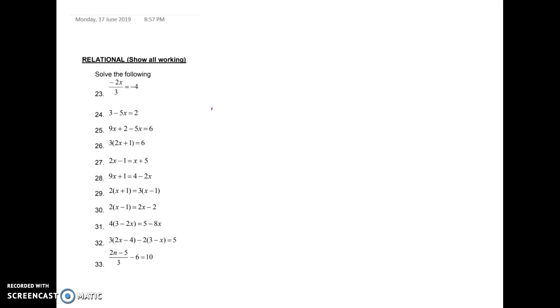All of them are not in context problems, so we're just practicing pure algebra skills without babysitters or plumbers or electricians or anything real life like that. So it's a bit boring, but let's see how we go. So we'll start with number 23. And we've got negative 2x divided by 3 is equal to negative 4.